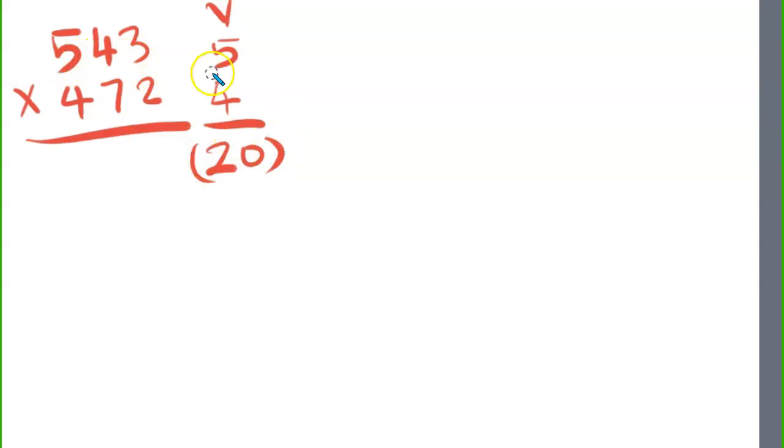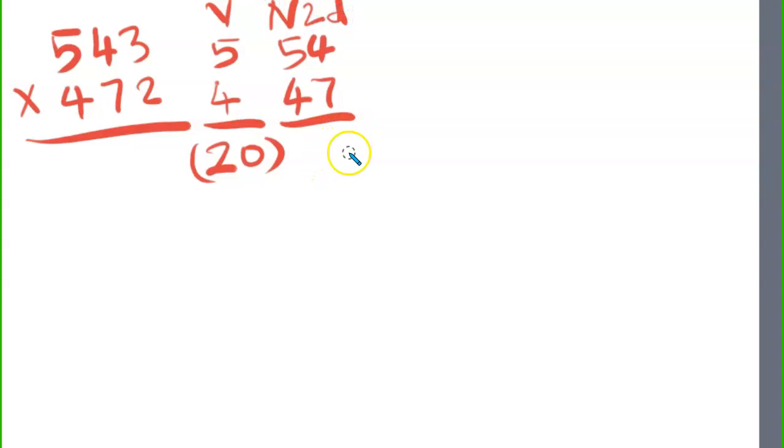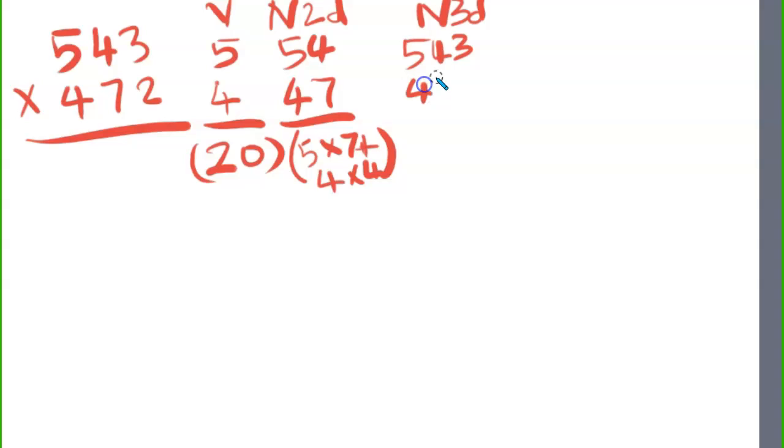Now we take the first 2 digits of 543, which is 54, and we take the 2 digits of 47, and this next 2 digits we multiply by 47, so which means the result will be, and we cross multiply, so which means that the result will be 5 times 7 plus 4 times 4. And then we take the 3 digits together, in this case the 543 by itself and 472 by itself, and we use the cross multiplication.